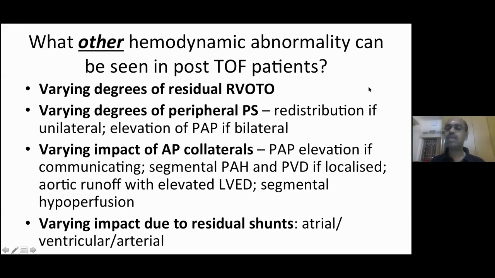Whenever there are persistent large aortopulmonary collaterals, features of aortic runoff will be present, which are manifested by high aortic systolic pressure and low aortic diastolic pressure. And patients who are having persistent aortopulmonary collaterals to limited segments may have segmental hypoperfusion. Varying degrees of impact due to residual shunts, which may be at atrial level, ventricular level, or arterial level. Arterial level as in persistent PT shunts, persistent AP collaterals, or persistent PDA. Ventricular shunt due to persistence of residual shunts at the level of the patch or at the level of muscular VSD.